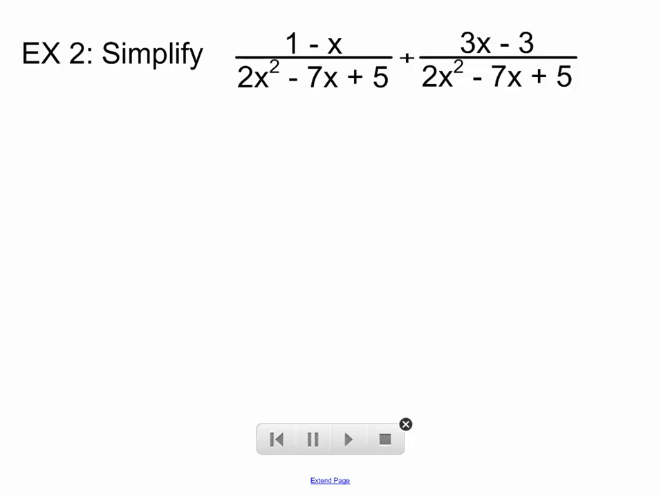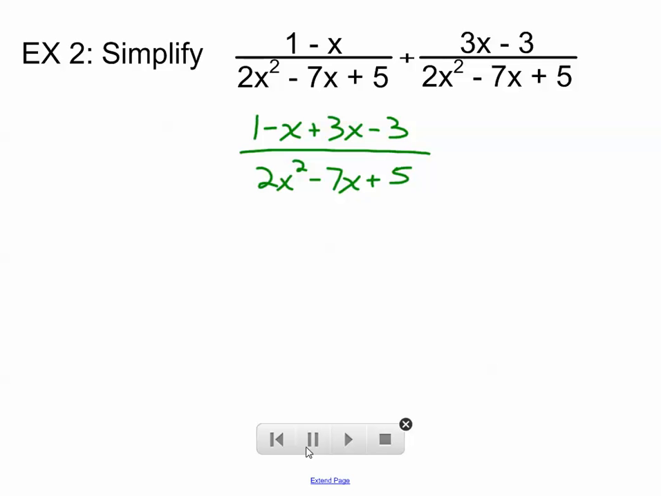This looks much more complicated, but there's really not all that much to it because we do have a common denominator, 2x squared minus 7x plus 5. So on the top we'll go 1 minus x plus 3x minus 3 over 2x squared minus 7x plus 5. Then we'll simplify the top. Negative x plus 3x is 2x, and 1 minus 3 is negative 2.